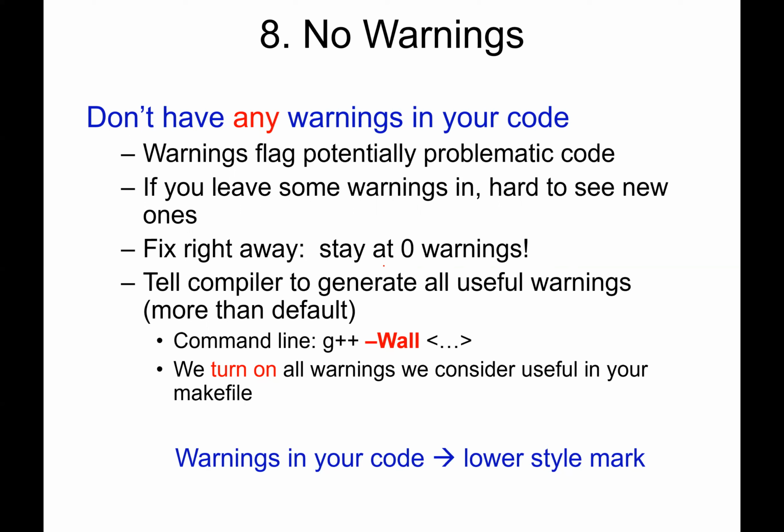But the problem is if you leave some warnings in, pretty soon your team's project has tens, maybe hundreds of warnings, and nobody can pay any attention to them. They don't notice when you go from 100 warnings to 101, but that 101st warning could be telling you about something that's a real bug and wasting a lot of your time. So the best practice is to not allow any warnings in your code. So we turn them all on, and you'll get a lower style mark if you leave them on.